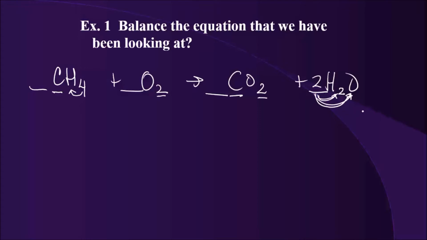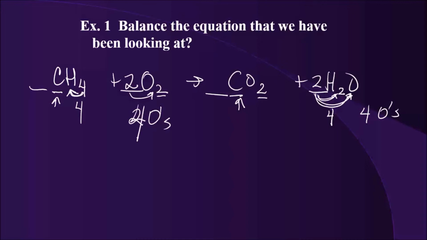Okay, so we have 4 O's on this side. We only have 2 O's on this side. How do we fix it? Let's go back and check. How many C's? 1. How many H's? 4. How many O's? 4. Success!